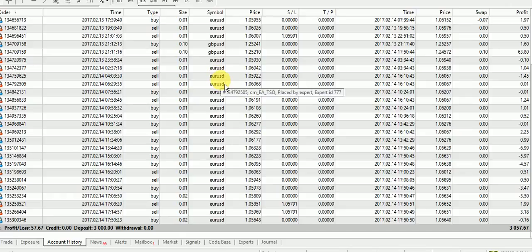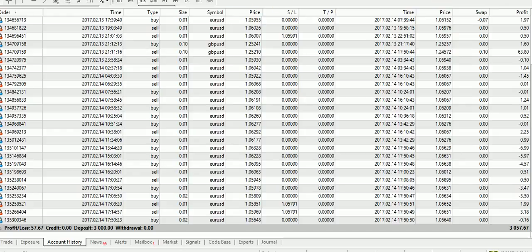What they recommend is $3,000, just one pair, and 0.01. So we have to be careful and trade safe. But there are also more aggressive traders who want to push a little bit more.